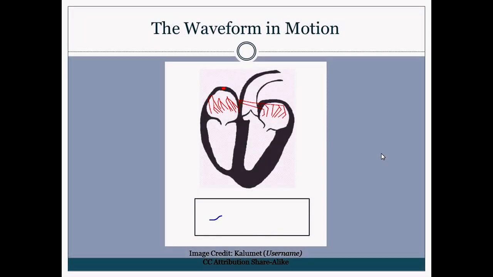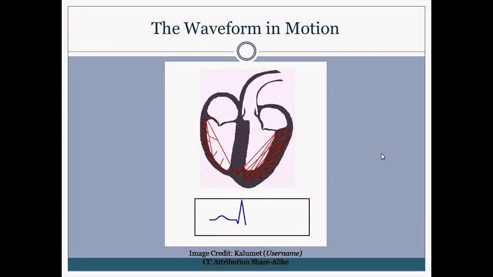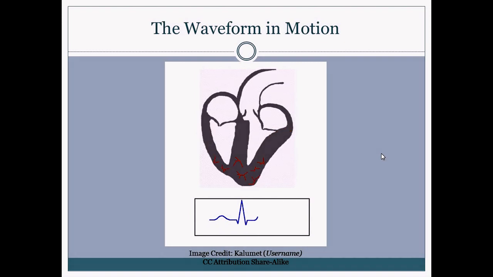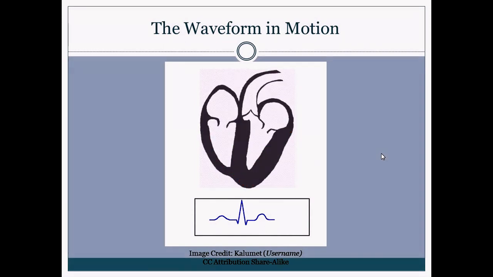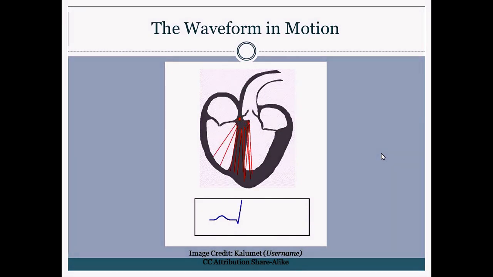Here, we're looking at the waveform in motion. It's a very slow GIF. Yes, GIF, not GIF. That's showing the progression of the electrical impulse and the corresponding movement of the cardiac muscle. The beautiful thing about this animation is that it also shows in real time the appearance of the EKG waveform.